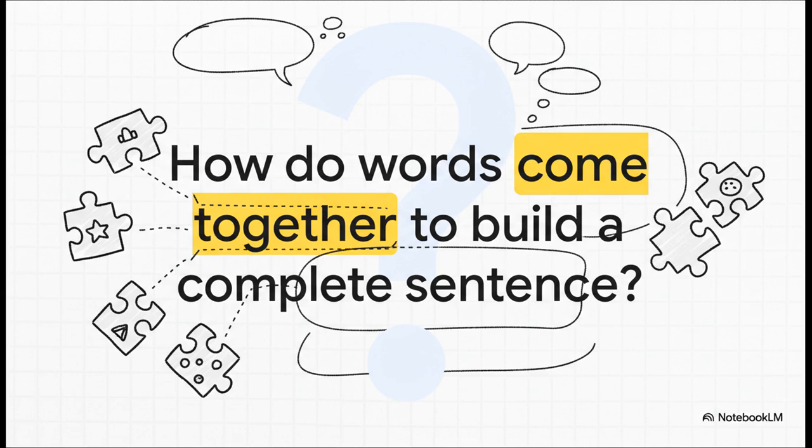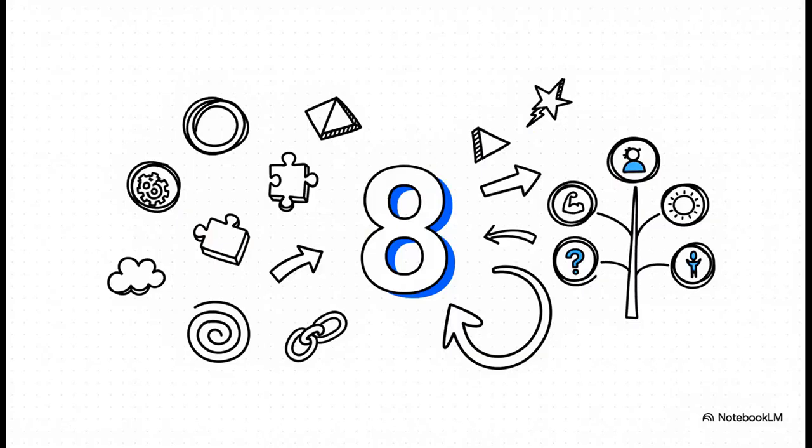Have you ever really just stopped and thought about that? How do all these random, individual words we use every day manage to link up and actually create meaning? It's kind of like a giant puzzle, right? And today, we're going to show you how all the pieces fit together. And the answer, believe it or not, is this simple number: 8.